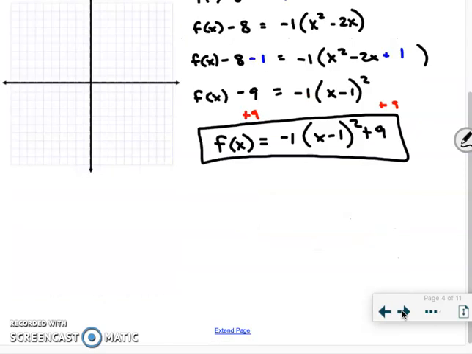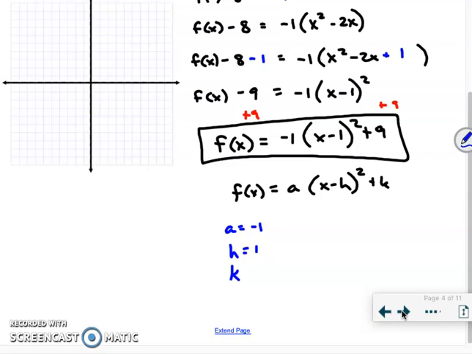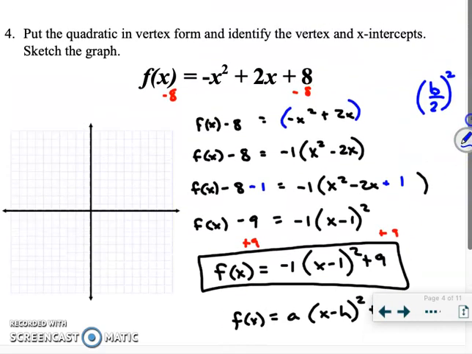As a reminder, vertex form, f of x is equal to a times the quantity x minus h squared plus k, which upon getting into this form, now we know that a is equivalent to negative 1. H is always the amount that's being subtracted from the x. So h is 1. K is the amount being added on the outside. So it looks like k in this case is going to be 9, which is very, very helpful for us because we were asked in the directions, back here, to put into vertex form, done.